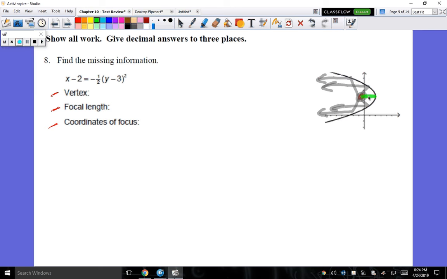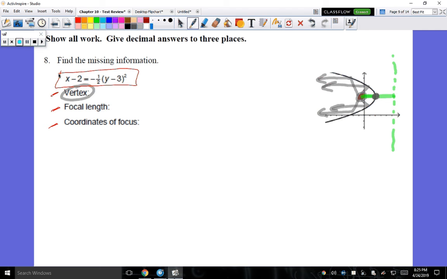Which is, of course, the same as the length from the vertex to the directrix, if you were asked that. And then the vertex, finally, highlighted in gray, would be this point right here, the vertex of that parabola. Okay, so this is the horizontal piece here. We're going to find the missing information basically just from this piece.